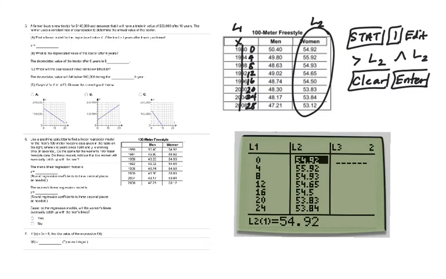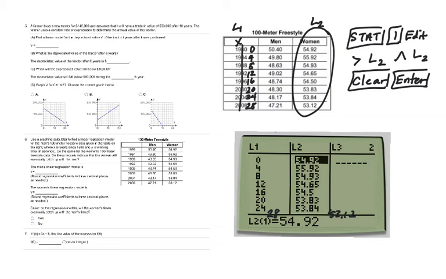So 28 here. And 47.21. Oh no, not 47. That's the men's time. Sorry. And 53.12. You can't see here, but I do have those entered in. So make sure you check all your values and you have everything typed in correctly.